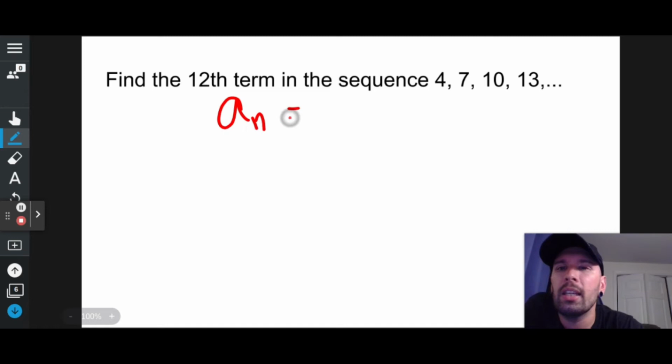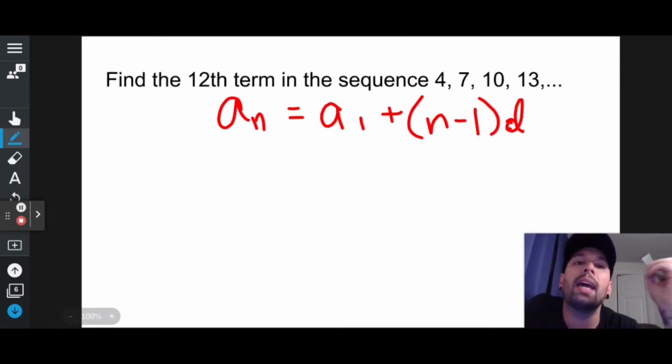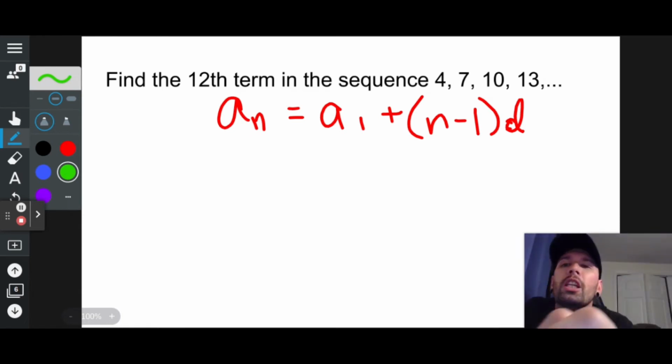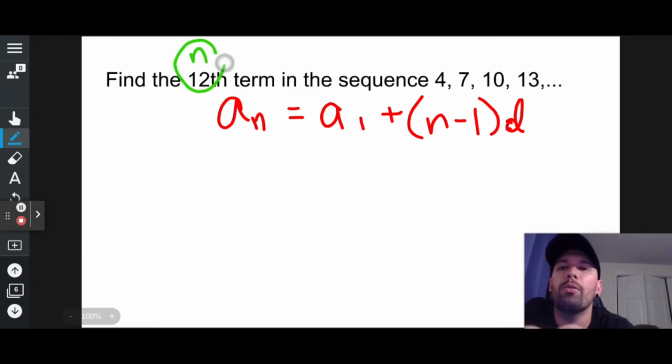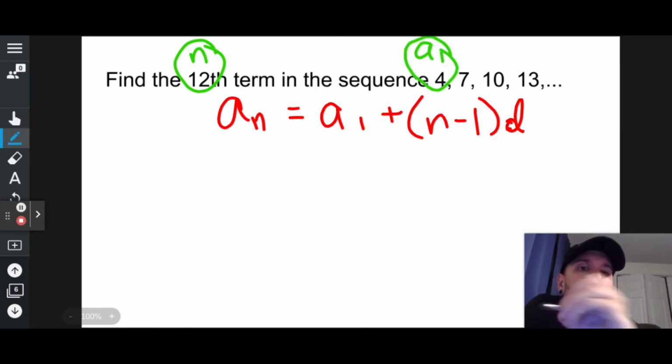a sub n equals a sub 1 plus n minus 1 times the common difference. I'm going to find out what I can find out, and then plug in everything I can. I care about the 12th term in the sequence, so n is 12. It looks like my first term, a sub 1, is 4. And then I have 4, 7, 10, 13. Looks like I'm adding 3 every time.